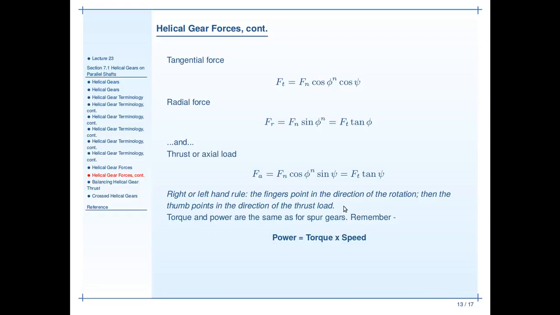Regardless of this thrust load, the power transmitted by the gears is still the same. Power is equal to the torque multiplied by the speed in radians per second.